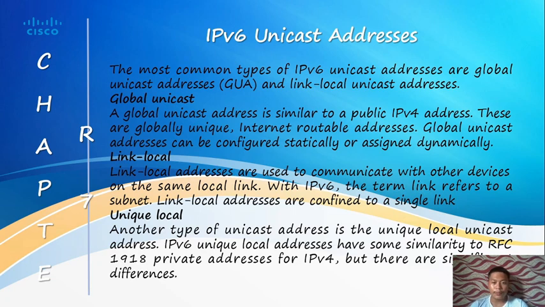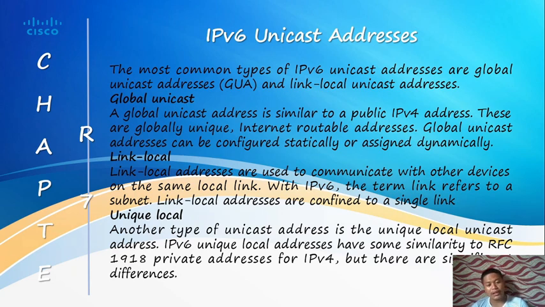The most common types of IPv6 unicast addresses are global unicast addresses. The first is global unicast. A global unicast address is similar to a public IPv4 address. These are globally unique, internet-routable addresses. Global unicast addresses can be configured statically or assigned dynamically. Link-local. Link-local addresses are used to communicate with other devices on the same local link. With IPv6, the term link refers to a subnet. Link-local addresses are confined to a single link.